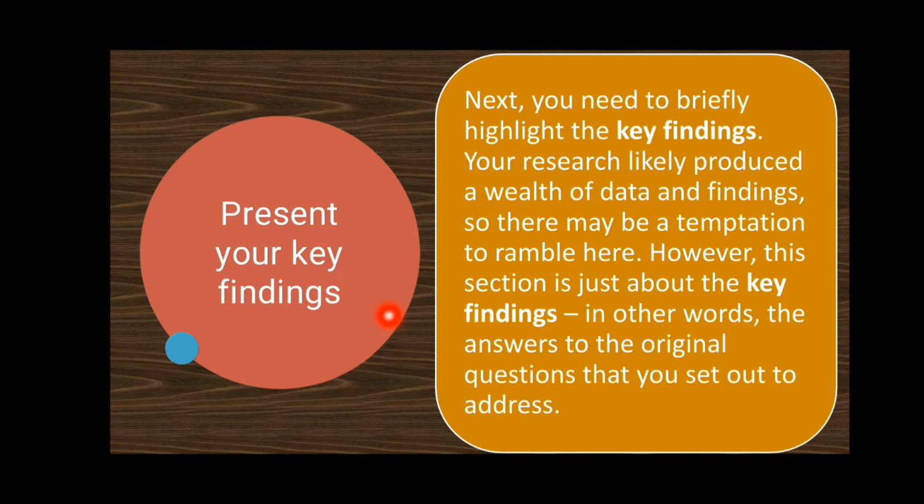Now, the third section of your abstract writing is to present your key findings. Next, you need to briefly highlight the key findings your research produced. There may be a temptation to ramble here. However, this section is just after the key finding, in other words, the answer to the original question that you set out to address. You set out some research question, you answer those questions through methodology, and now what did you find about those questions? You have to mention it in your finding, your result section, your concluding section.